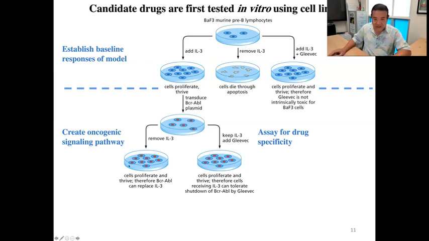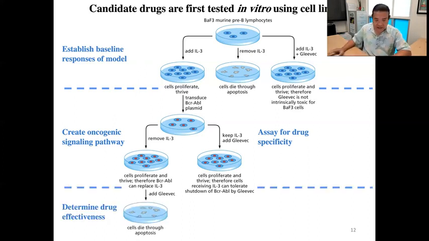But the thing you really want to see is what? In these cells over here that don't have IL-3 keeping them going, and they're going just because of BCR-ABL, now if you give them the Gleevec, that takes the BCR-ABL out of the picture, right? Now the cells die. And this then shows you how effective the drug is in being able to kill the cells that were becoming IL-3 independent. Right? So these three steps, in this pretty simple example, are the basis of how you would go about studying a new drug in the lab.